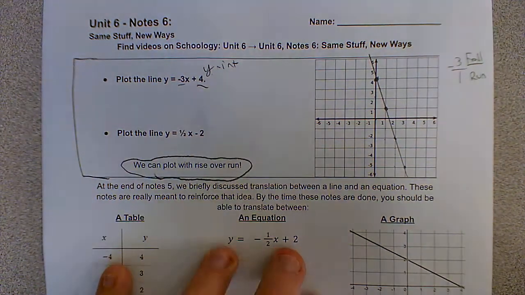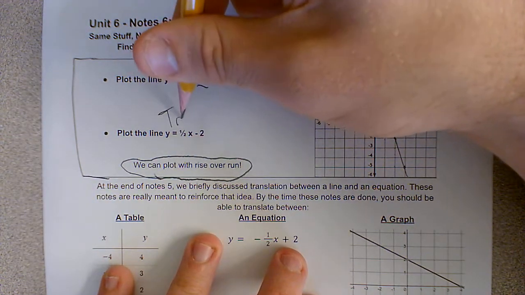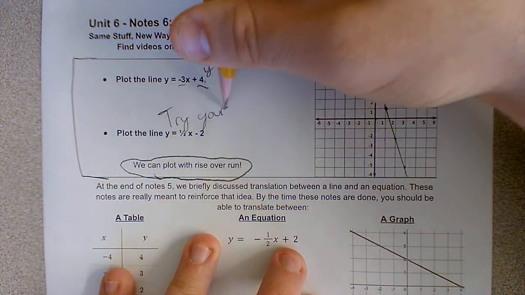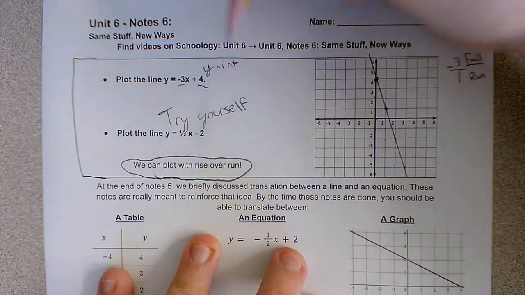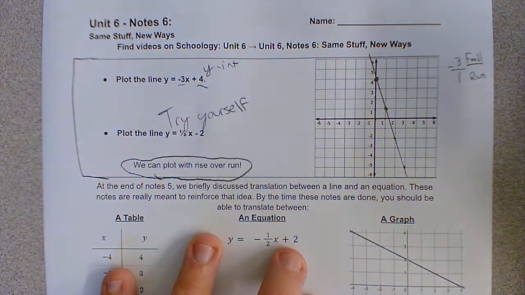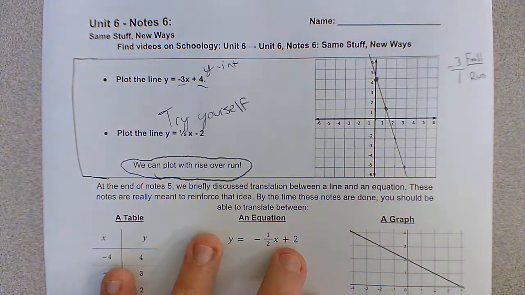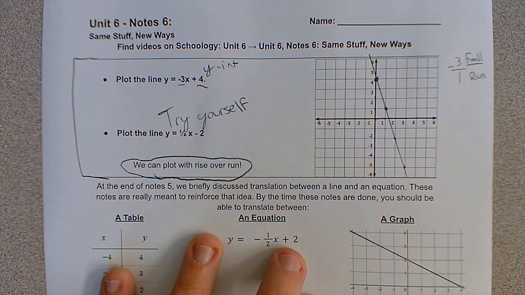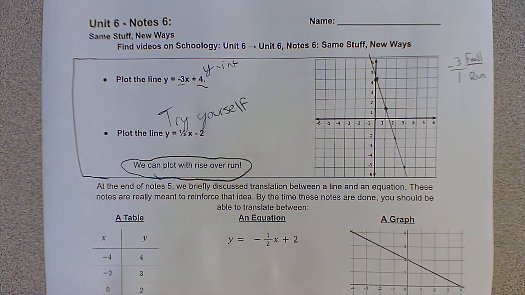So I want you to try this one yourself. You're going to want to plot the y-intercept. Then you're going to want to use rise over run to plot this slope. This one's going to be rise. It's positive, so it's going to rise instead of fall. So go ahead and pause, give it a shot, and I'll show you how to do it once you're back.